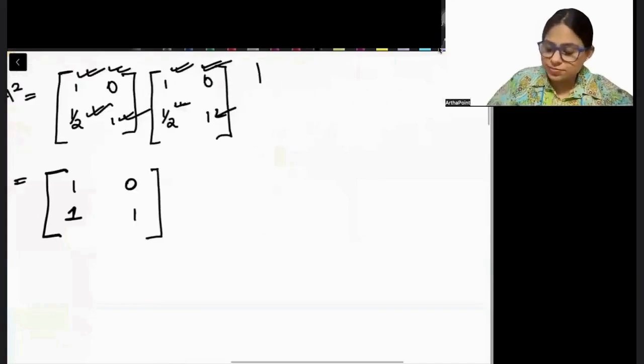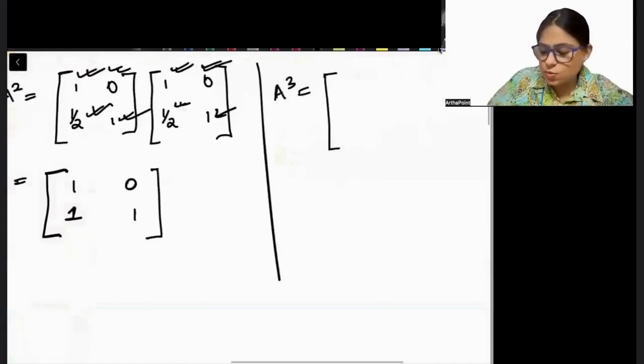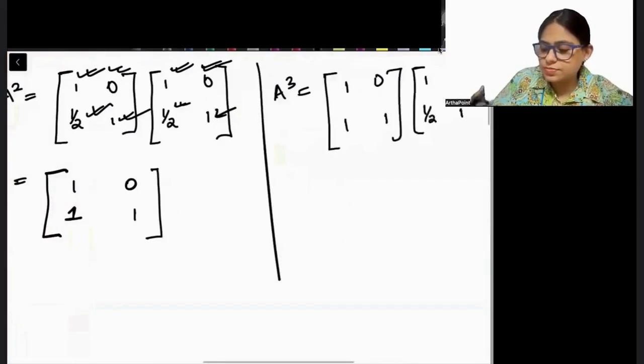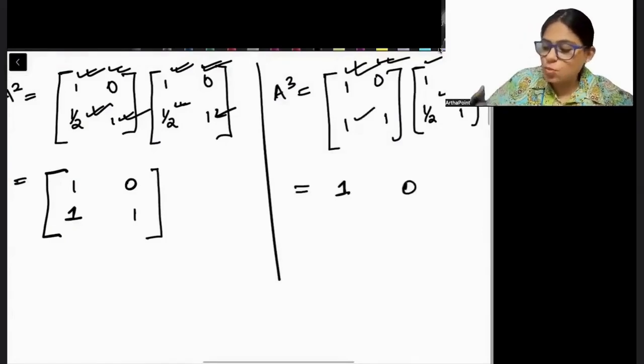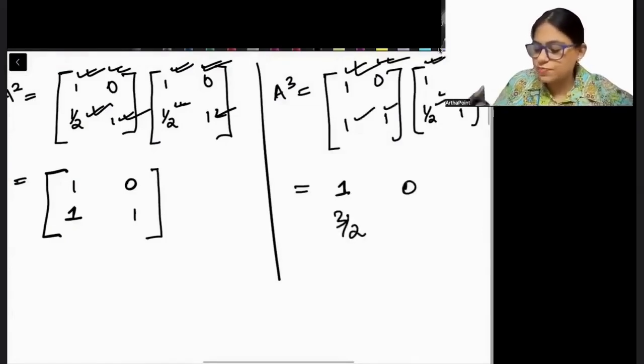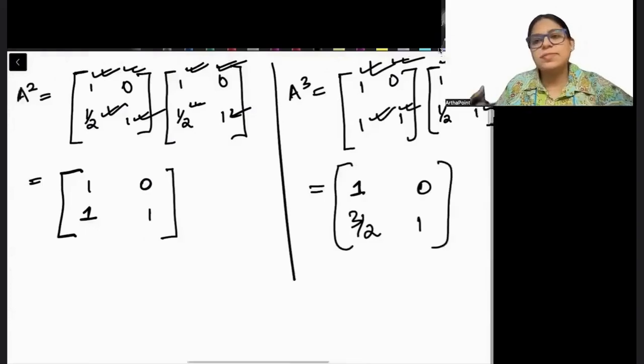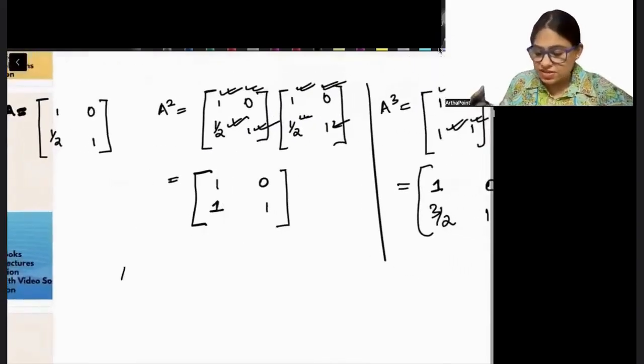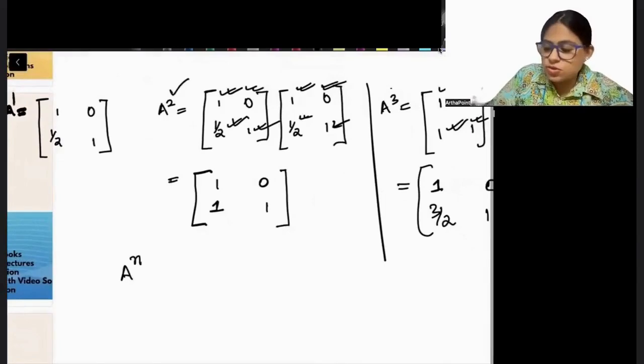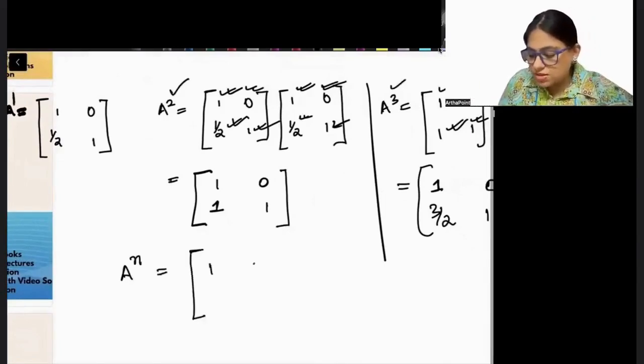Find out A cube, beta. A cube will be A square into A. This will be 1 into 1 plus 0 into half, which means 1. 1 into 0 plus 0 into 1, 0. 1 into 1 plus 1 into half, 3 by 2. And 1 into 0 plus 1 into 1, 1. Can you see the pattern? The pattern that we see is that A to the power n, here it is A to the power 1, A to the power 2, A to the power 3, will be [1, 0; n by 2, 1].